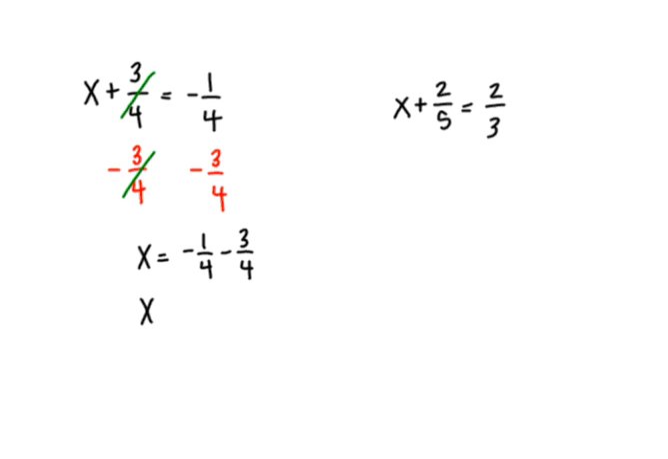I notice that those two fractions have the same denominator, so I'm going to keep that fourth in the denominator. Simplifying across the top, I get negative 1 minus 3. Those have the same sign, so I'm going to add and keep the sign. I know that negative 4/4 would actually give me a negative 1, and so my answer for that one is negative 1.